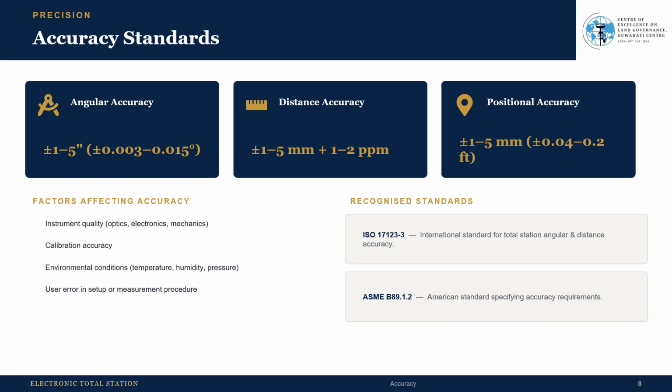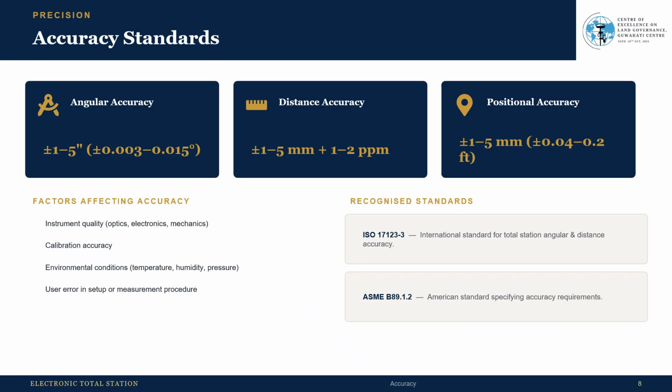The presentation indicates typical angular accuracy in the range of approximately 1 to 5 seconds, while distance accuracy may be expressed in millimeters, together with a parts per million component. Positional accuracy depends on the combined effect of angular and distance measurements and the survey methodology. It is important to remember that instrument accuracy alone does not guarantee survey accuracy.